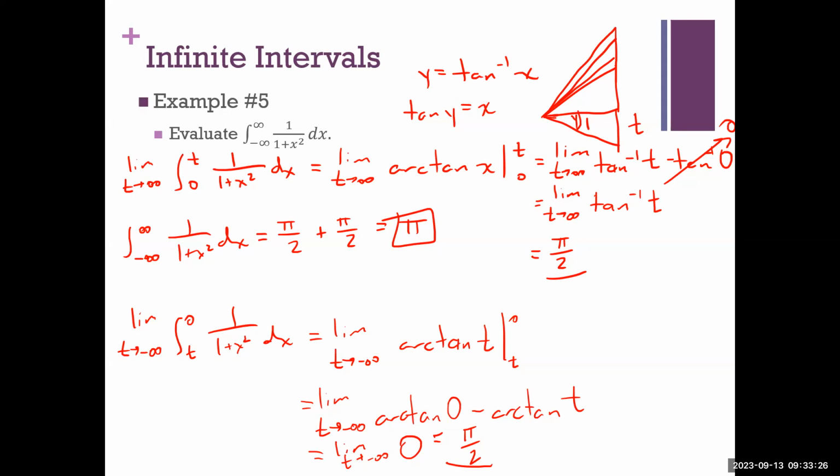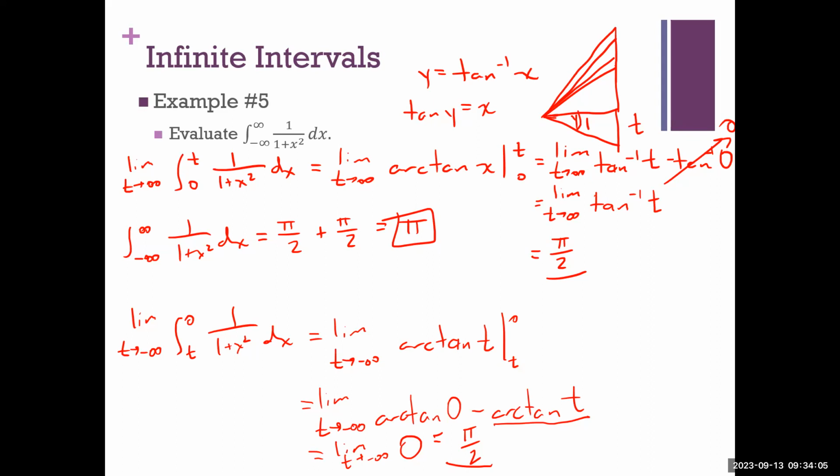Any questions there? Would it still be negative? I don't think so, because it's still a tangent. This arctangent right here goes to negative pi over 2, right? As t goes to negative infinity, the arctangent of t goes to negative pi over 2. It's 0 minus negative pi over 2. Yeah, that's why it becomes positive, because we have arctangent 0 minus arctangent t.